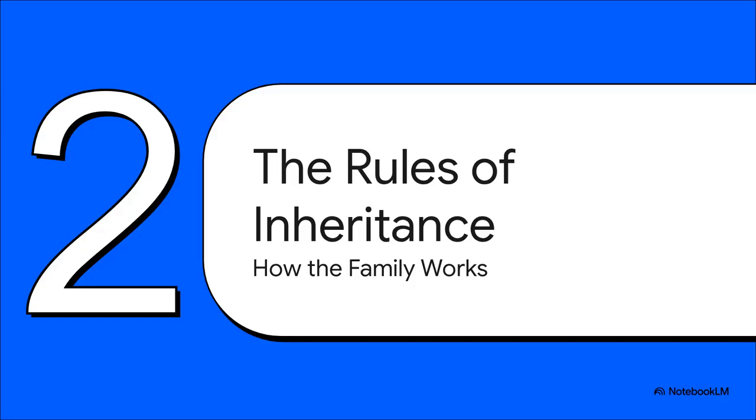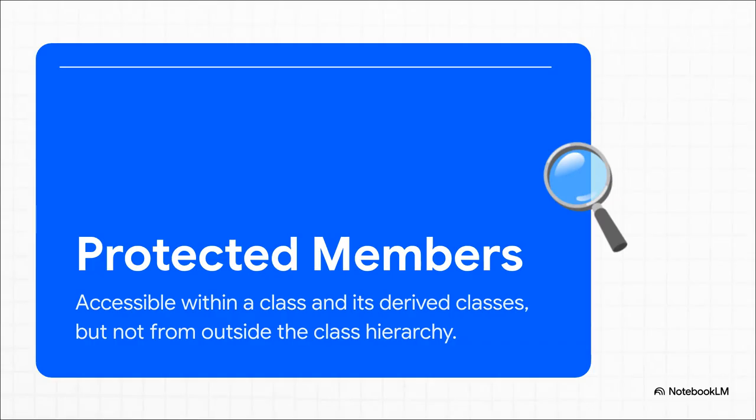But just like any family, there are rules. You gotta have rules to keep things from getting chaotic. So let's dig into how this family of classes really operates. One of the key rules is about managing access. We all know about public members, anyone can see those, and private members, which only the class itself can touch. But inheritance throws a new one into the mix: protected. You can think of these as family secrets. The parent class and all of its children can access them, but they stay totally hidden from the outside world.